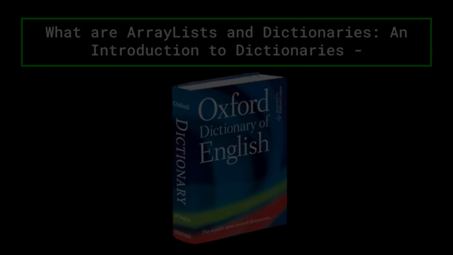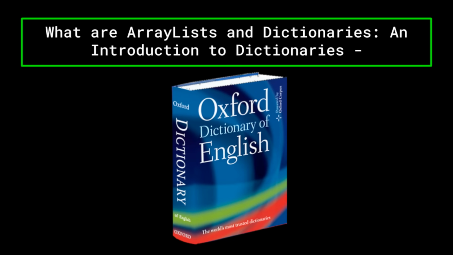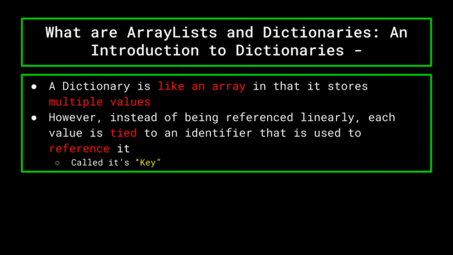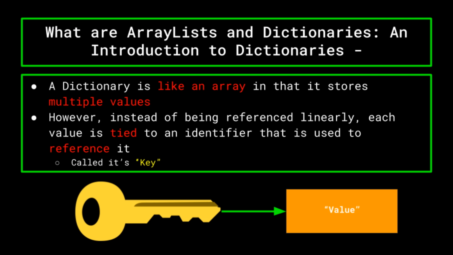Now when we're talking about dictionaries, we're not referencing that thick book you probably have lying around your house, which has thousands of definitions. In computer science, dictionaries are like arrays in that they store multiple values. However, their values are stored very differently. Rather than being referenced by their linear position within the dictionary, each value is tied to another value that is used to reference it, or its key. Because of this, we need to throw away all conceptions of dictionaries as a linear way of looking at data, since in actuality, it is much more fluid and interchanging.